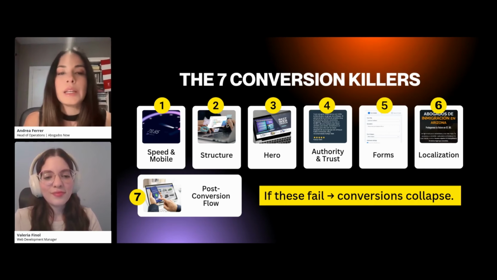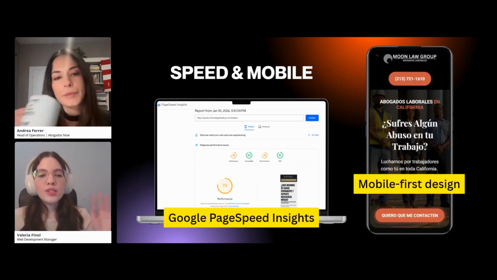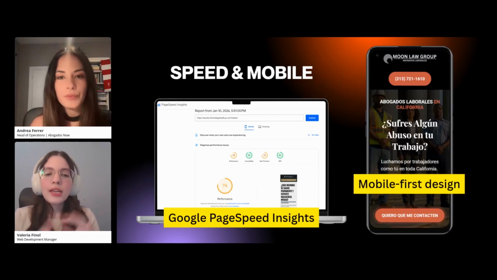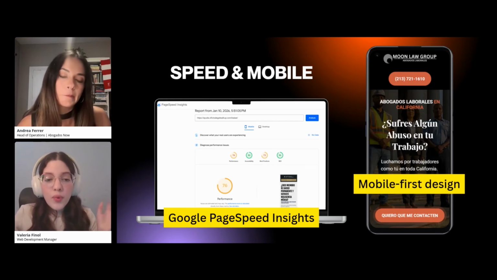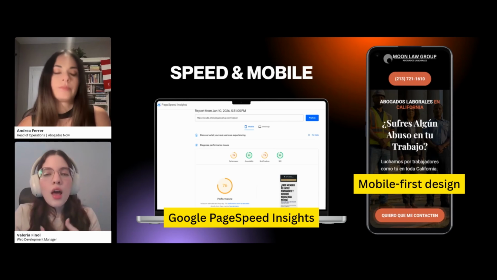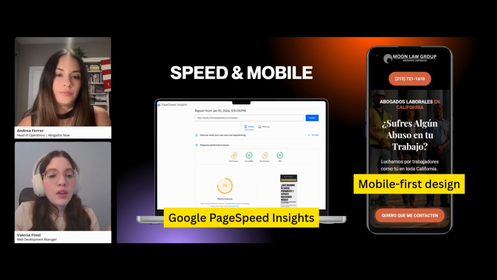So let's talk a little bit about speed and mobile, Valeria. Great. So here we have speed and mobile. And speed is, let's say, the most invisible killer. So if your landing page is slow, the user won't even see your message. Nothing will matter about your page, not your reviews, not your copy, not your design. And this is very important for Hispanic users because they're very mobile heavy, more than the general population. So they'll have more cellular connections.